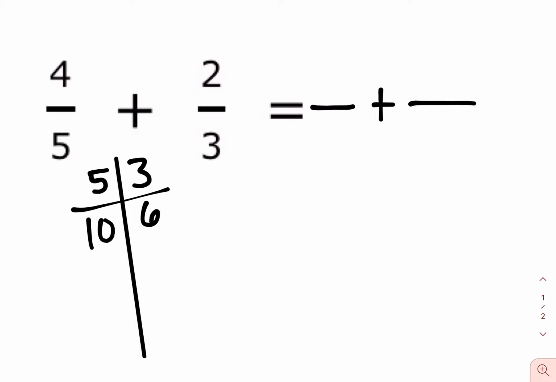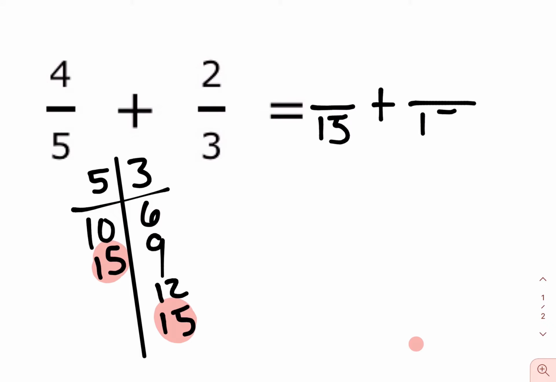5, 10, now 6 is smaller, so I'm going back to that. 3, 6, 9, still smaller. 12, now 12 is bigger, so I'll go to the 10. 5, 10, 15. 3, 6, 9, 12, 15. Okay, stop right there. I've got my lowest common multiple of 3 and 5. That now is going to become my new denominator. So step 3 is going to be to write in the new denominator.